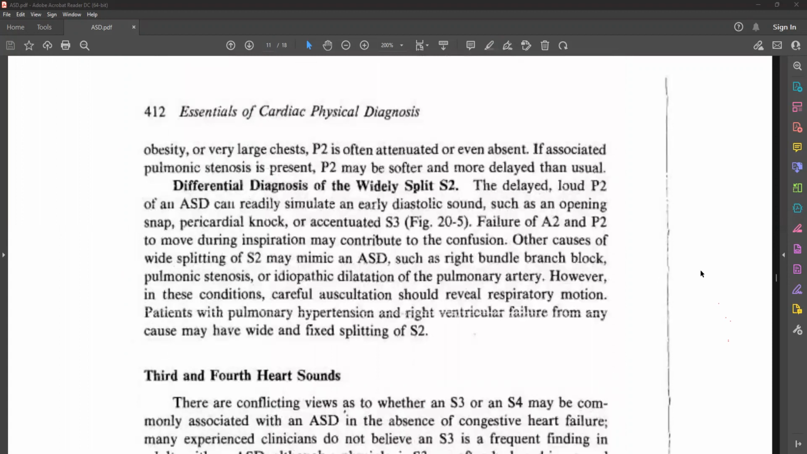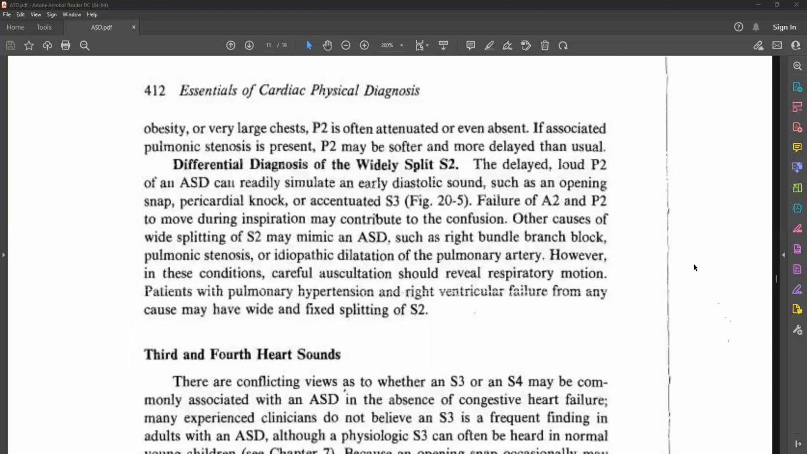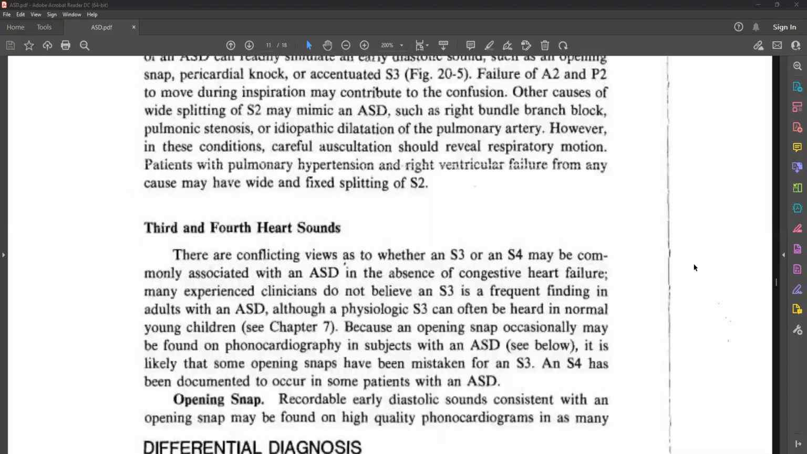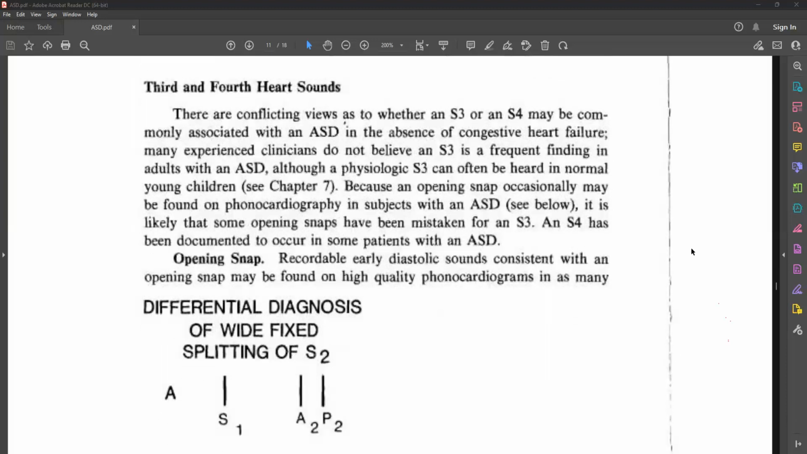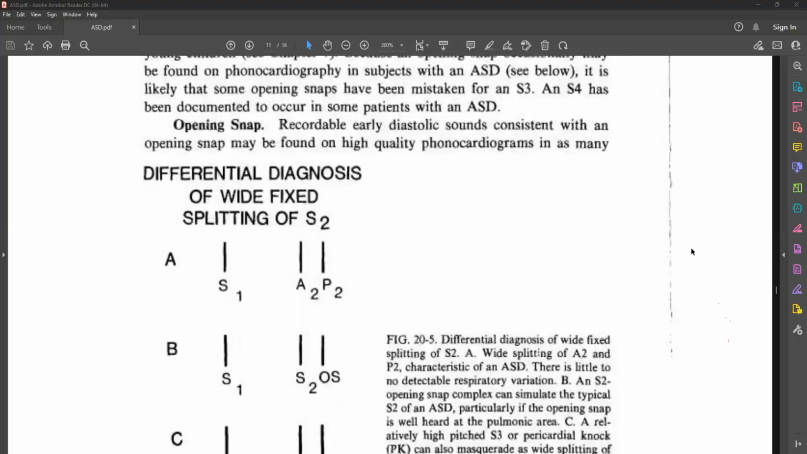Now, differential diagnosis, I think you will be knowing already. I told you, just dilatation of the pulmonary artery for no reason when there is a right bundle branch block. So I'm not going into that. As far as the third and the fourth heart sound, just remember that the S4 may be seen sometimes, but for all practical purposes, don't entertain S3, S4 in atrial septal defect. Most of the other cardiology books have not discussed that part here.